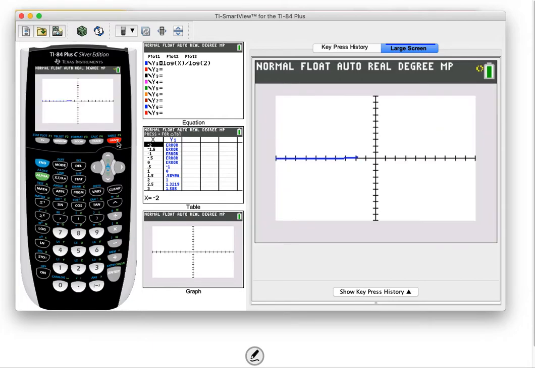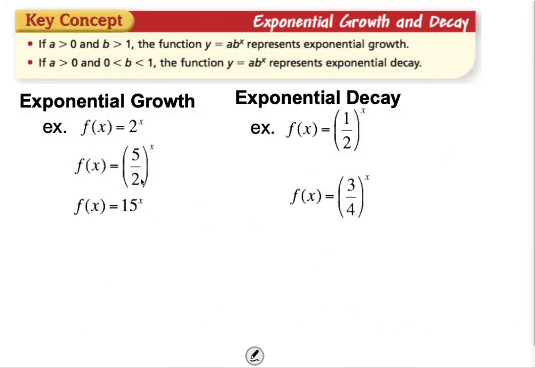It will graph up my points there, and as I go from left to right on the graph, I can see that it goes up. It starts down and then it goes up as I go from left to right. So that's considered a growth graph because it's going up over time. We already did f of x equals 2 to the x, and that was a growth graph. F of x equals 5/2 to the x, we just plotted that up. It also goes up. If we were to do f of x equals 15 to the x, that would also be considered a growth graph.